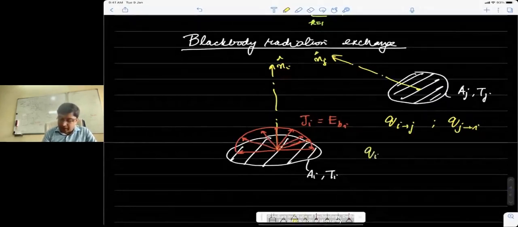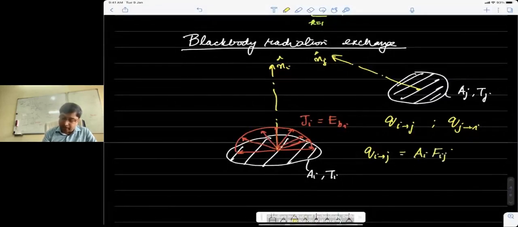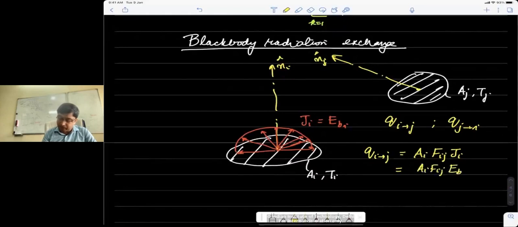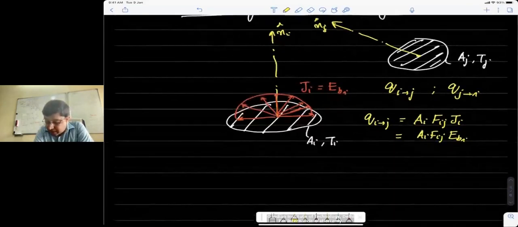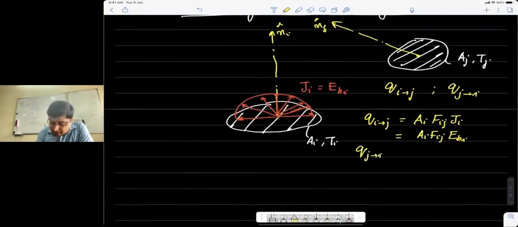So q I to j will just be Ai Fij times Ji, which is the definition of net radiation exchange, or rather the radiation leaving surface I and being intercepted by surface J. And now remember that Ji in this case is just Ebi. So we'll have Ai Fij Ebi, the radiation leaving surface I and being intercepted by surface J. Similarly, q j to I will be Aj Fji into Ebj.